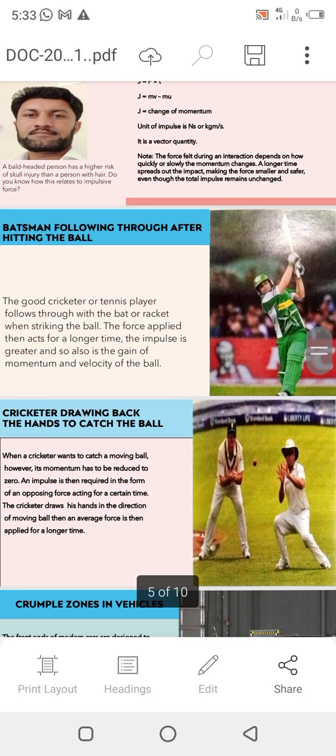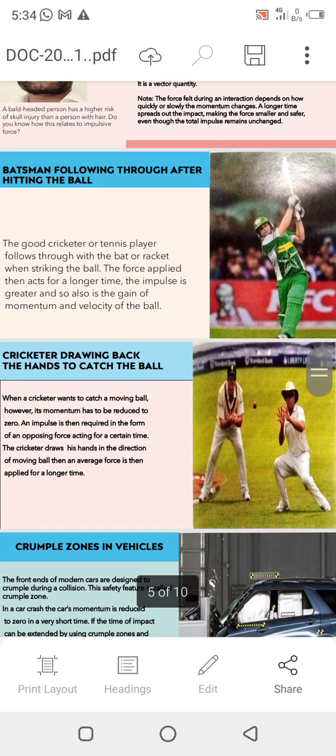Here's another example: a batsman following through after hitting the ball. The good cricketer or tennis player follows through with the bat or racket when striking the ball. The force applied then acts for a longer time. The impulse is greater, and so is the gain of momentum and velocity of the ball. So there is a greater chance of making 6 or 4 runs if we follow our bat in the direction of the cricket ball. It increases the force acting on the ball. As a result, there is a greater chance of making 6 and 4.